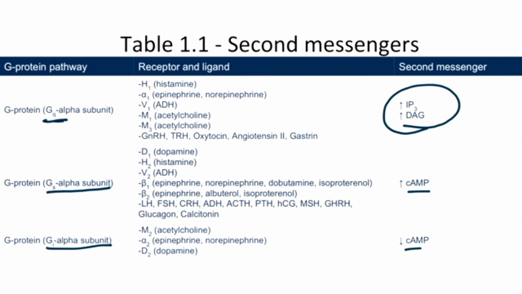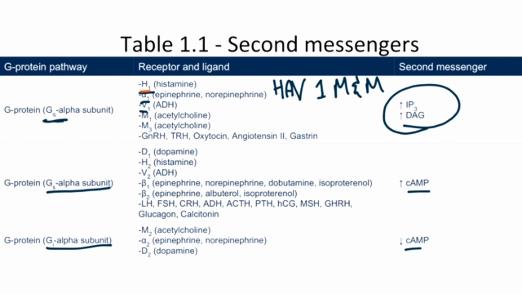Okay, before we move on, notice that there are many receptors that are associated with G-proteins. For example, H1, alpha 1, V1, etc. are associated with the GQ alpha subunit pathway. These can be difficult to memorize, so some students use the mnemonic have one M&M to help recall this information.